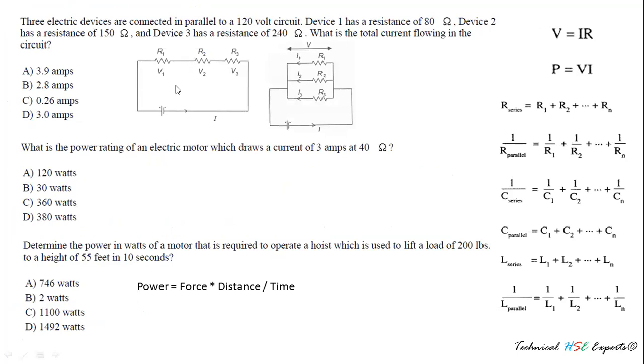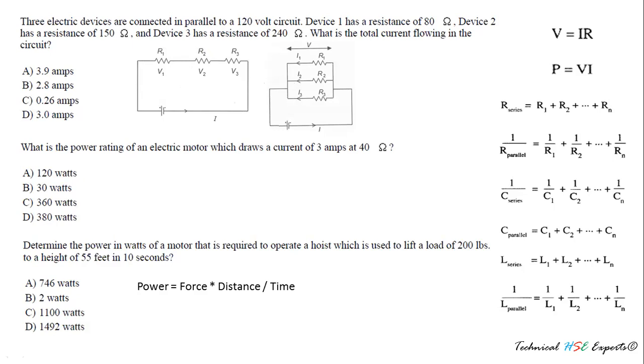See the question now. Three electrical devices are connected in parallel to a 120 volt circuit. Device 1 has a resistance of 80 ohm, device 2 has a resistance of 150 ohm, and device 3 has a resistance of 240 ohm. What is the total current flowing in the circuit? Before going to the options, confirm which one is series and which one is parallel in the picture. First one is series, second one is parallel.